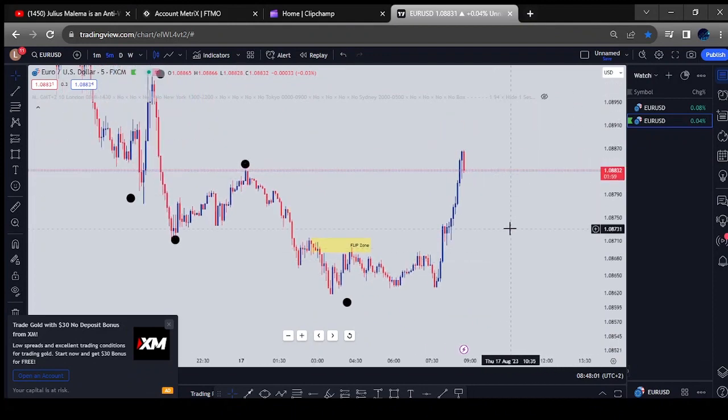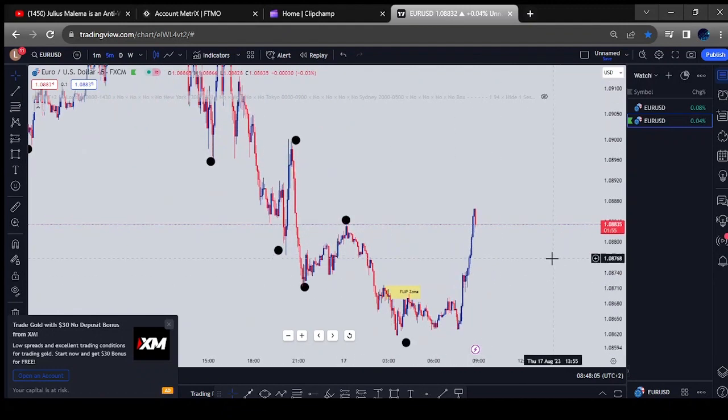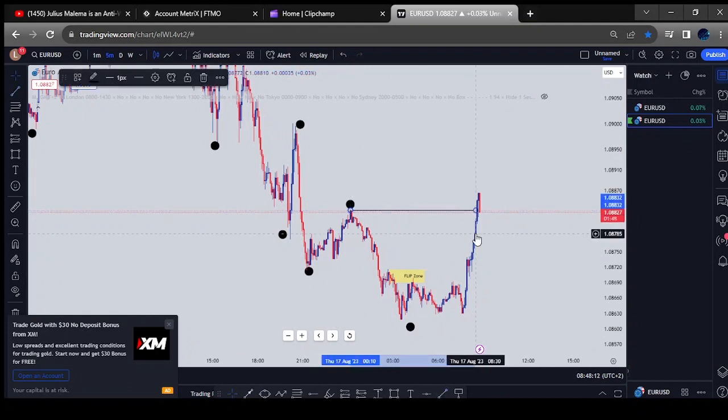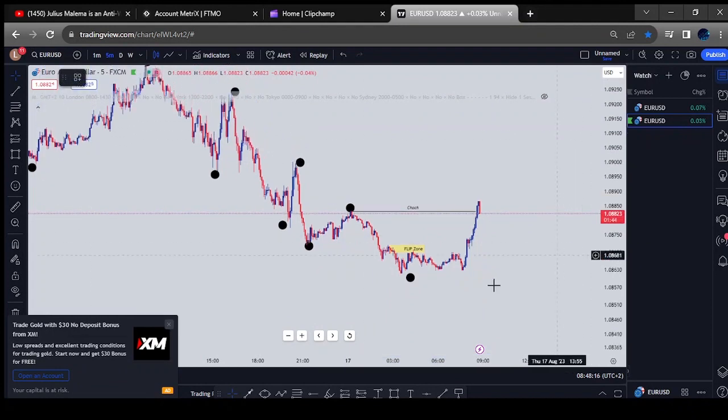every single morning. So here's what we have, guys. We have a flip zone over here, and in terms of swing structure, we have a change of character, as it were.